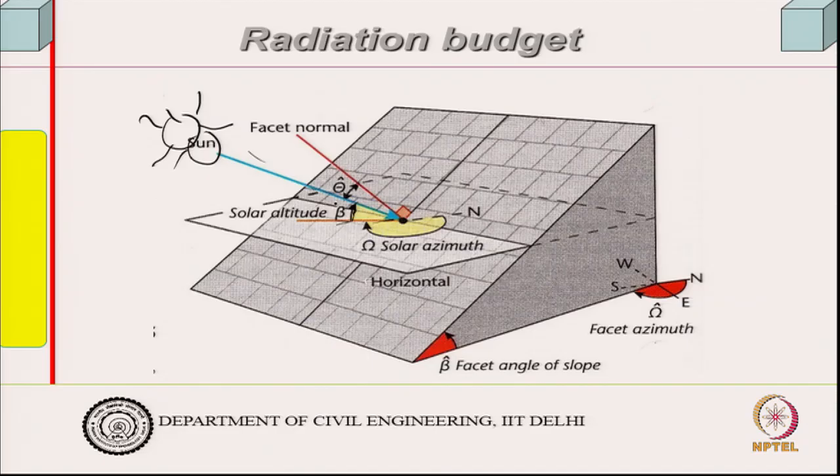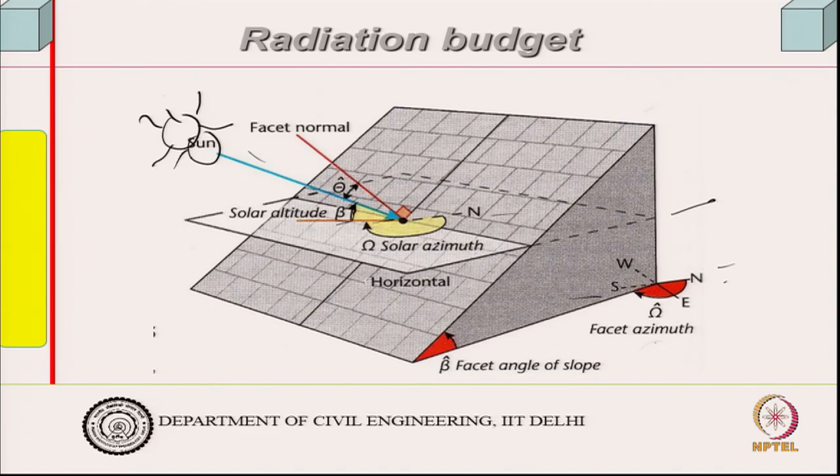The incident angle is the angle between the normal to the surface and the sun ray. Now, the sun's position is defined by two angles: one is this altitude angle, another is the azimuth angle. One commonly used convention is to take geographical north, and this is the sun's ray projection onto the horizontal plane. This angle we call the solar azimuth. This is the north direction, as shown here, with south, east, west and all that.